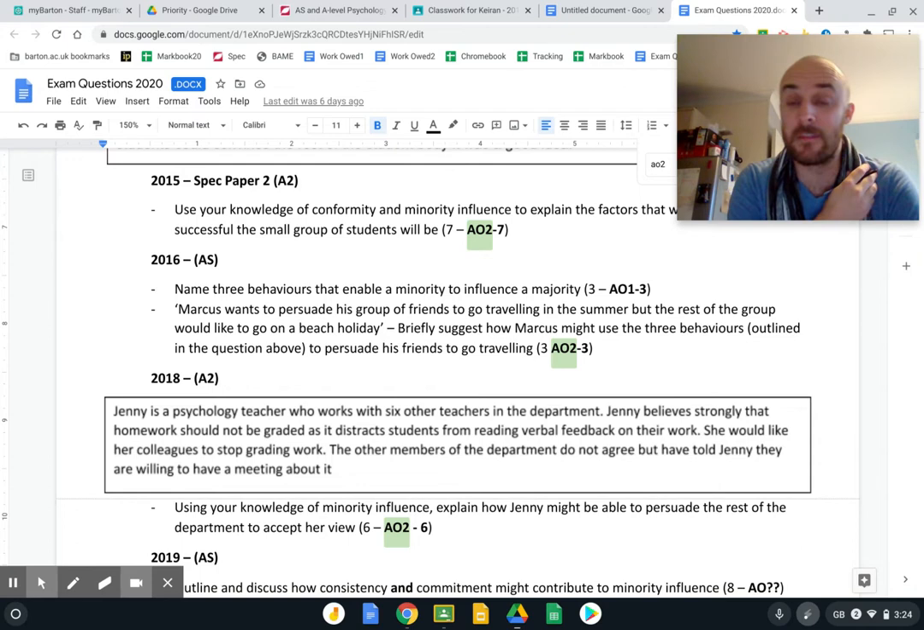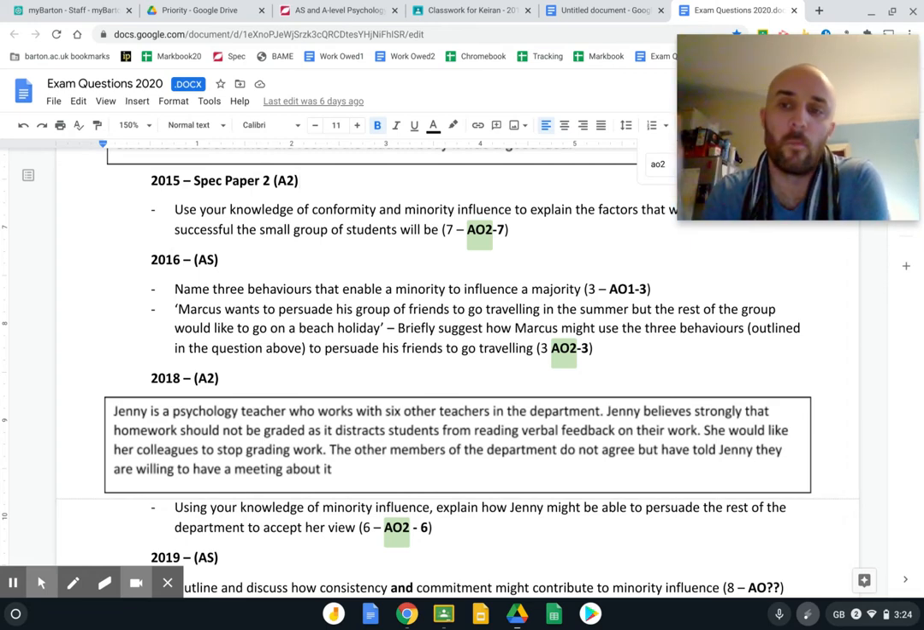If you think of the same thing, then you clearly haven't done either. Traveling is obviously, I don't know why I'm explaining this, when you're moving from one place to another, backpack on your back, you get dirty, you get disgusting, whereas beach holidays are meant to be relaxing and are generally boring. So in this case, the question is: briefly suggest how Marcus might use the 3 behaviours, consistency, commitment, flexibility, to persuade his friends to go travelling.